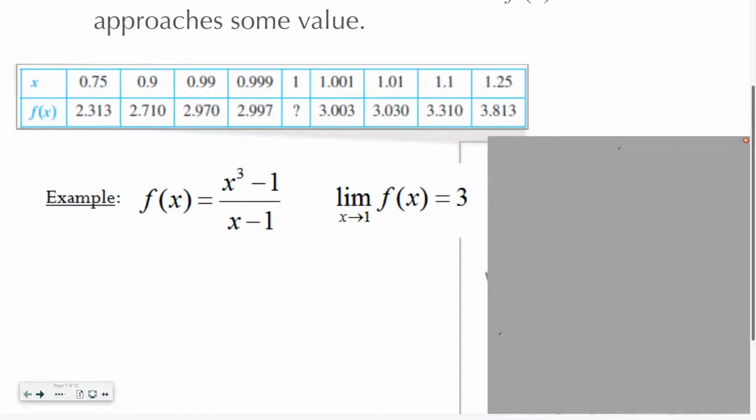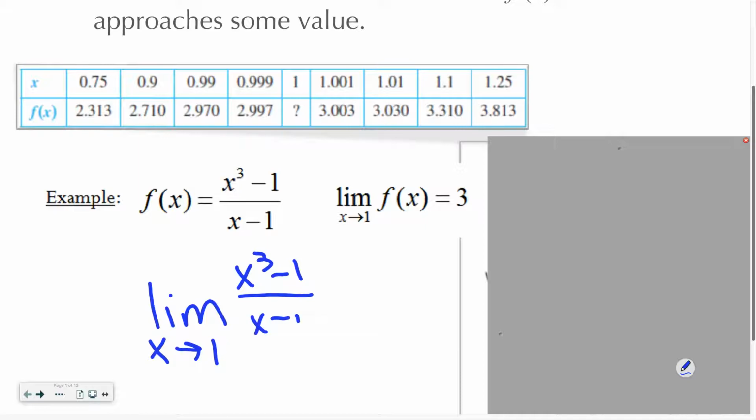So the limit as x approaches 1, that's how we read that. The limit as x, you're going to have an arrow. We say approaches 1. And then go ahead and write in x cubed minus 1 over x minus 1, equals 3. This is what I would be writing down if I were you. What I wrote in blue.